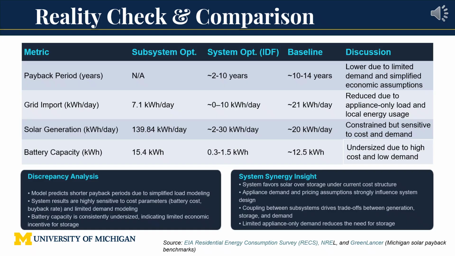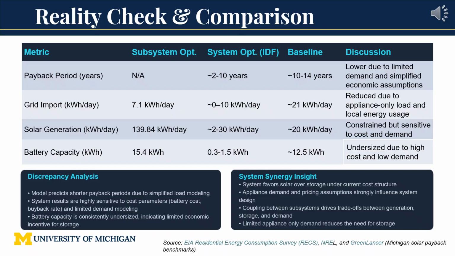Solar generation is within a similar range to real-world values after applying constraints, although it remains sensitive to cost and demand assumptions. The biggest discrepancy is in battery capacity. Compared to typical systems, our model consistently selects much smaller batteries, indicating that storage is not economically attractive under our current setup. Overall, while our results follow reasonable trends, the difference highlights how strongly the model is influenced by demand assumptions and cost structure.